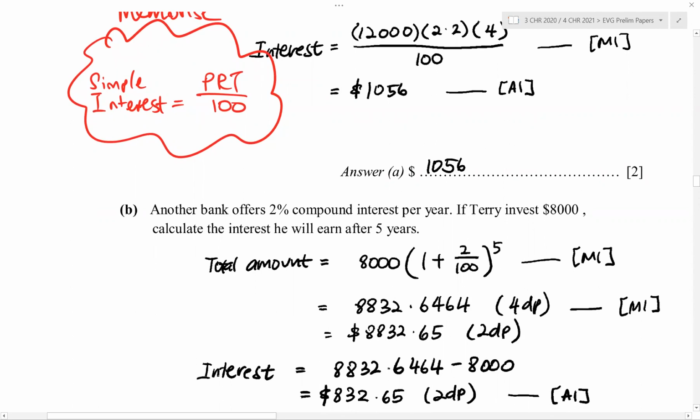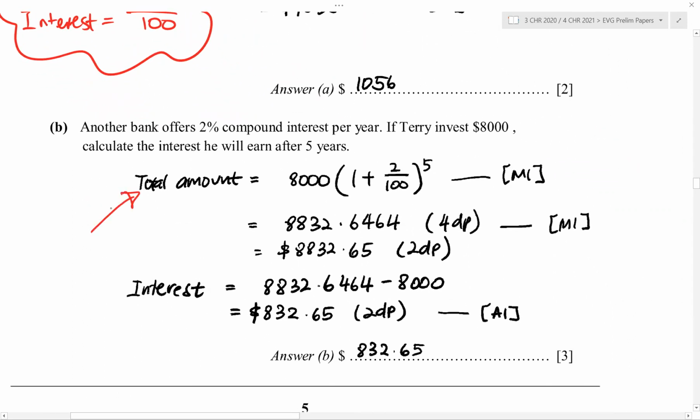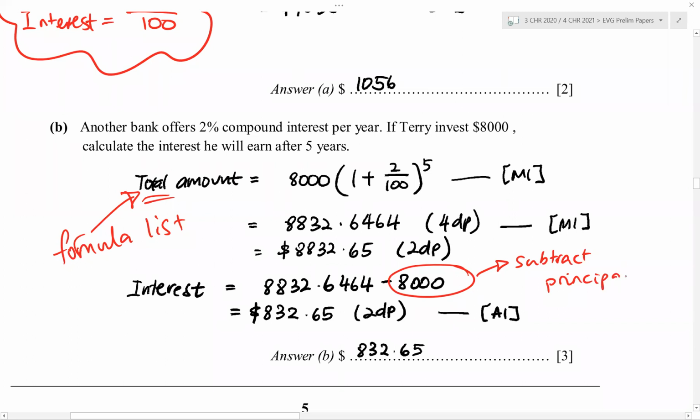Rian, do you need any question? So part B, this is given in the formula list. And take note, in the formula list, this is the total amount. The interest, you will still need to subtract principal. Subtract the principal to get the interest.